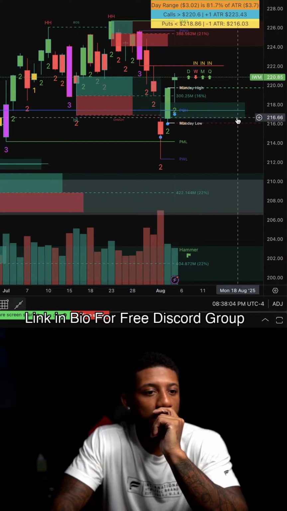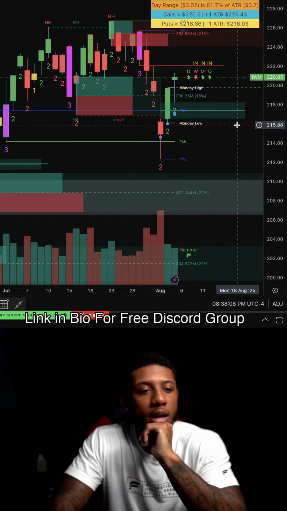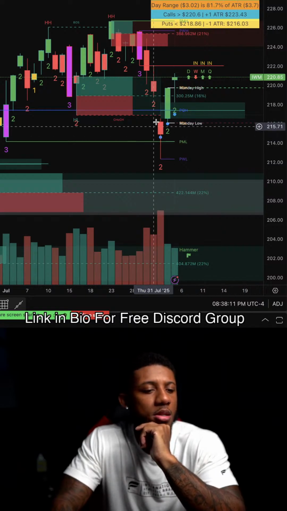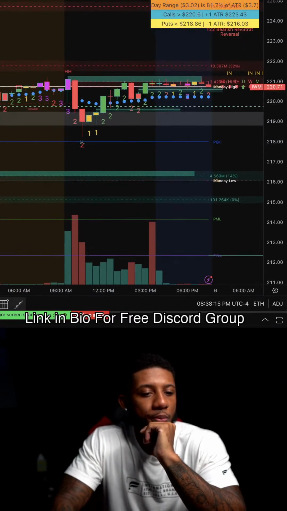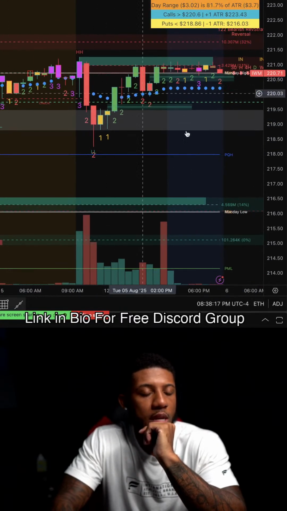Can you see your candles marked live during the market session, the 1s, 2s, and 3s? Yes, all of this is happening live. This is the Strat Assistant indicator. This is how we read candlesticks.